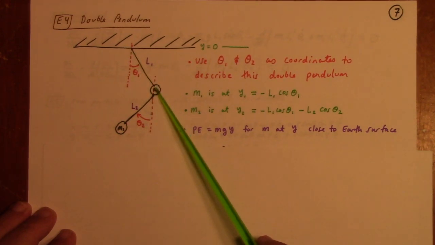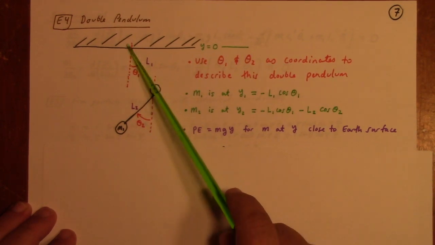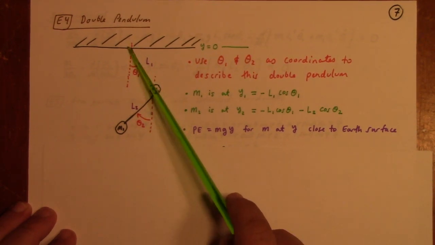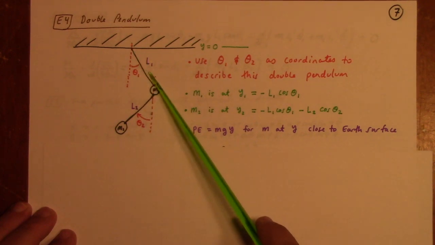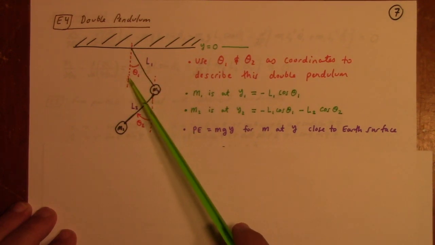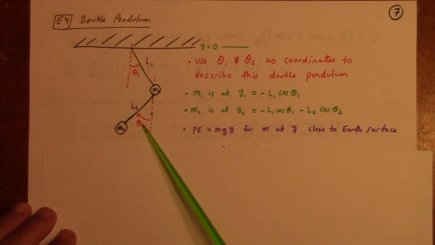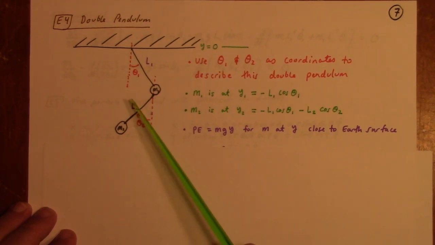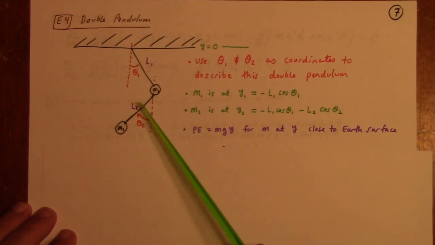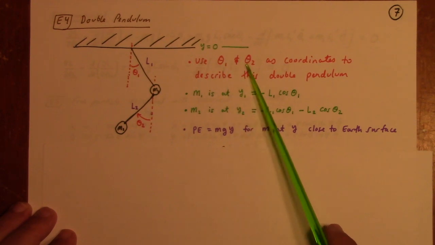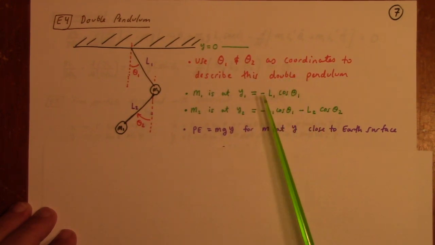So if you've got one mass and then another mass, and they're connected by rigid rods, very light, essentially massless rods that just stay rigid like that, then if I measure the angle off the one vertical and the angle off the other vertical, I have completely described the state of the system. So I can use theta 1 and theta 2 as coordinates to describe the double pendulum.